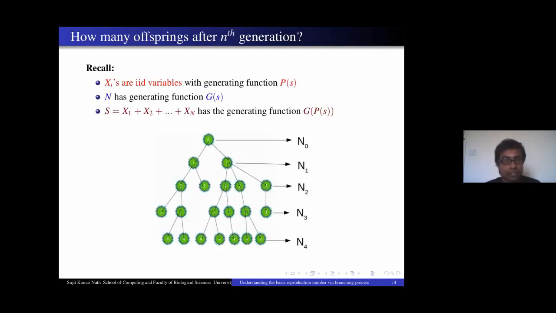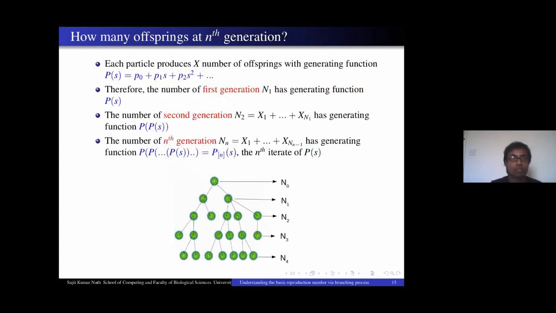Yeah, so this is just a recall, which I am now going to use repeatedly. If the Xi's are random variables each having generating function P(s), and if we sum up N random variables where N is another random variable with generating function G(s), then the generating function of the sum S of a random number of random variables is given by G of P(s), the composition of G and P. So it is the composition of the generating function of the number of terms, which is capital N, G, with P, the generating function of the individual terms.